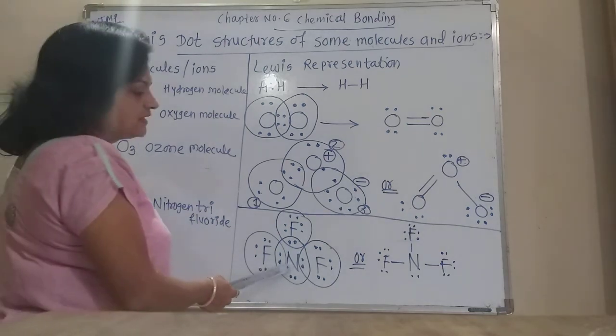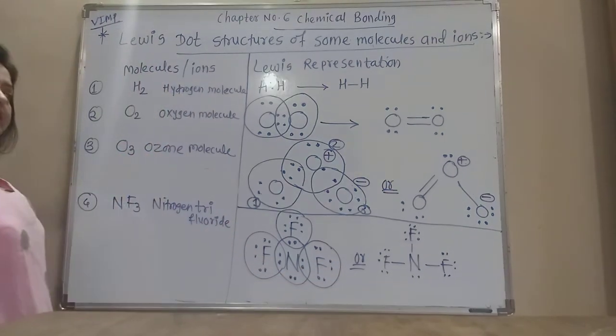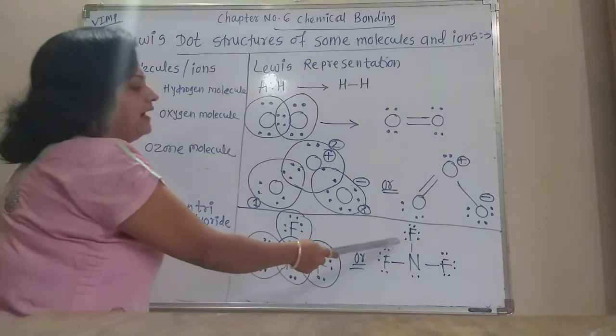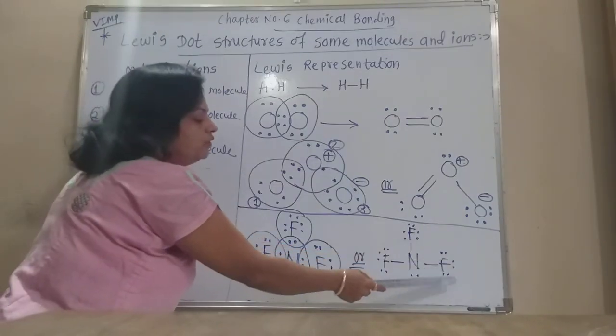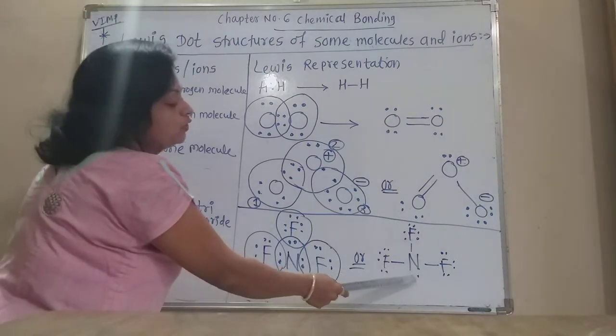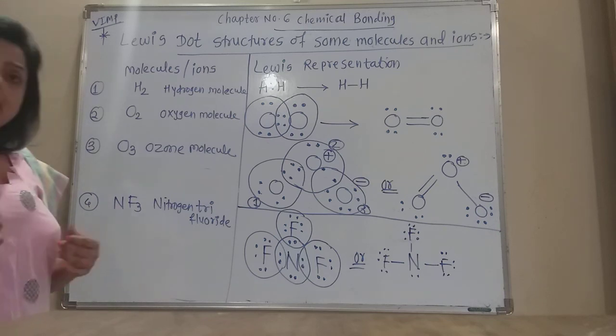It may be shown by this, or by putting a single bond between the nitrogen and every fluorine atom, and by showing the remaining three lone pairs of electrons on each fluorine and one lone pair on nitrogen. In this way we can draw the Lewis structure of any molecule. This is for practice. You may do the practice at home.